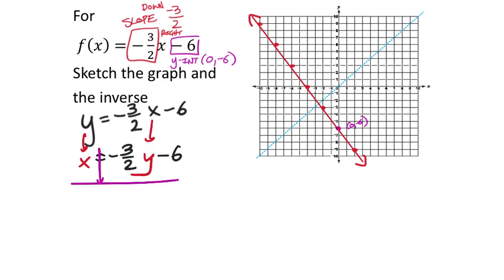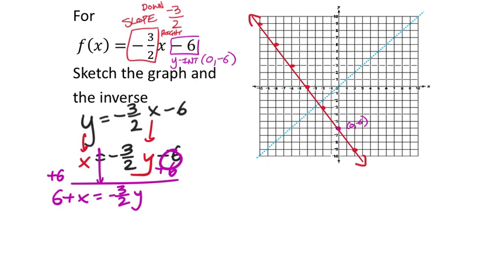With principles of equality, I would add the 6 first. Okay, so then I'm going to show it as 6 plus x equals -3/2 y, and then we zeroed out the 6's, which is what we wanted. So kind of like I did the last problem, I'm going to do this in 2 steps.